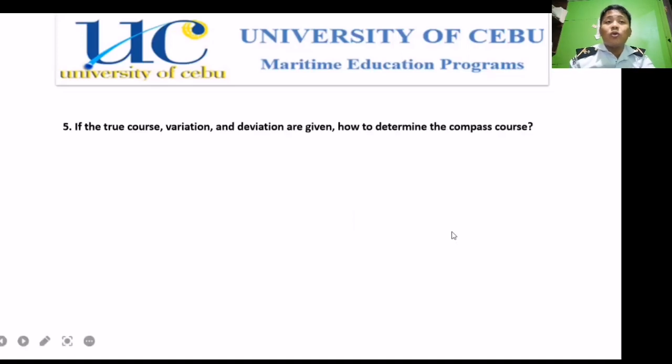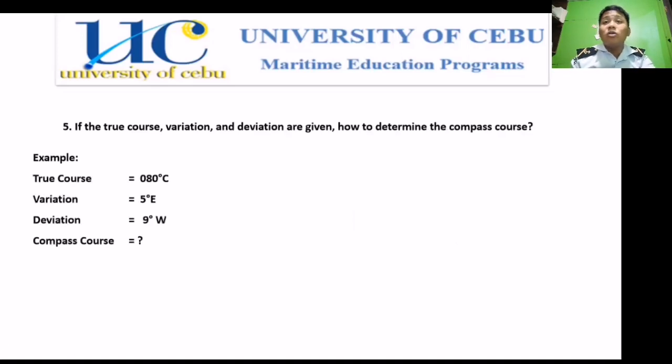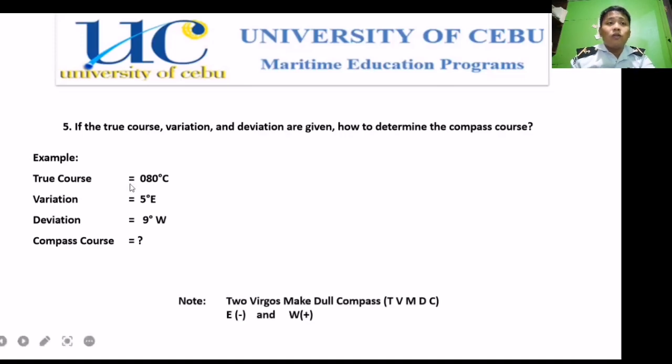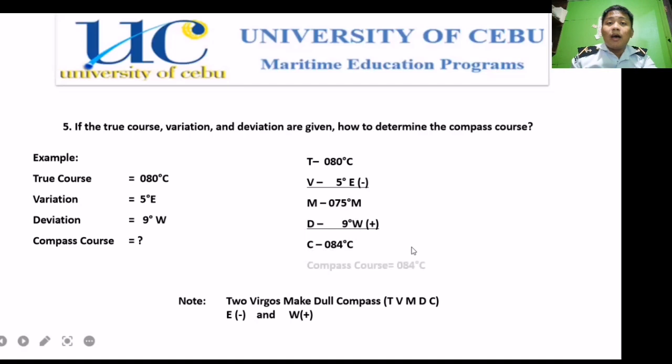Fifth, if the true course, variation, and deviation are given, how to determine the compass course? These are the examples, and note: True Virgins Make Dull Company, TVMDC. If it is east, subtraction, and if it is west, addition. For example, the true course is 080 degrees and my variation is 5 degrees east, and it is east, so I'm going to subtract. So my magnetic is 075 degrees and my deviation is 9 degrees west, and it is west, so I'm going to add. So my compass course is 084 degrees.